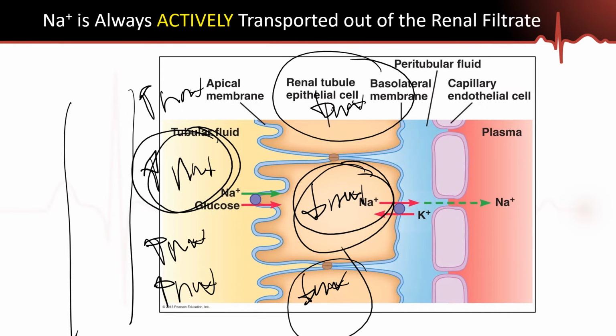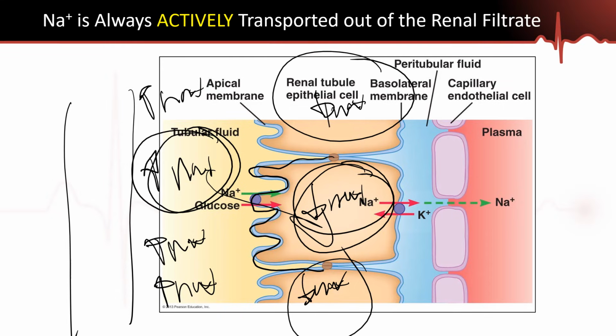So sodium has this diffusion gradient. It wants to move from high to low concentrations. Basically what we're saying is sodium wants to move from the lumen into the cuboidal epithelial cells. It wants to move from high to low. But in order to do that, it has to get past the plasma membrane of these cuboidal epithelial cells.